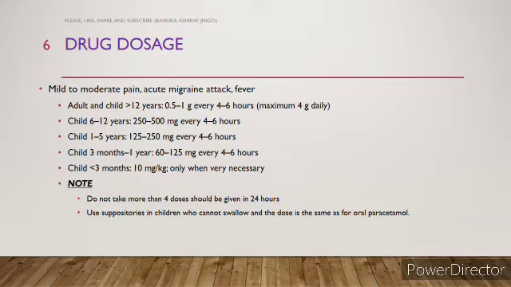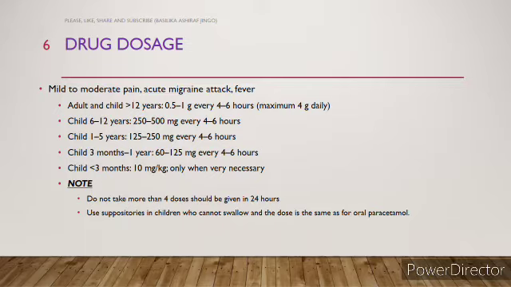So when I talk about 0.5 grams, I talk about 500 milligrams. When I talk about 1 gram, I talk about 1000 milligrams. So that is for the case of adults, we don't exceed 4 grams. Then children of 6 to 12 years, we shall give 250 to 500 milligrams every 4 to 6 hours. Then children 1 to 5 years, we give 125 to 250 milligrams every 4 to 6 hours.